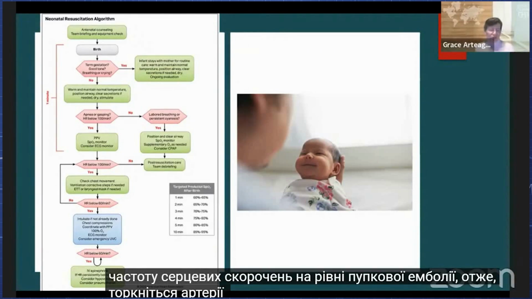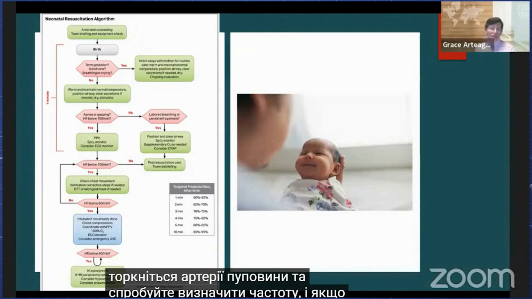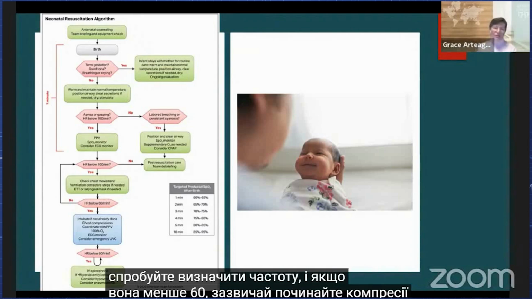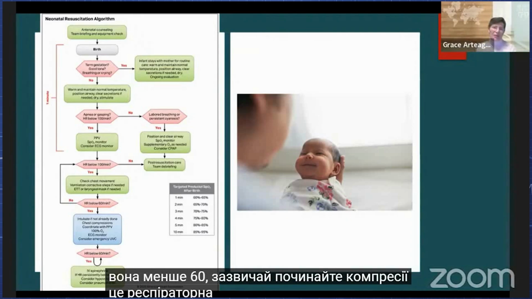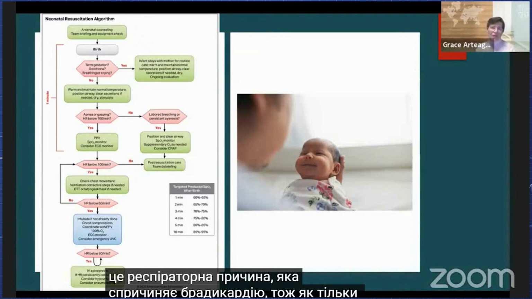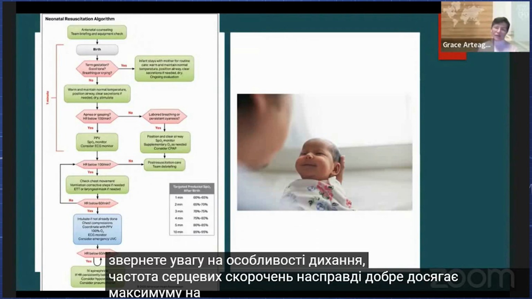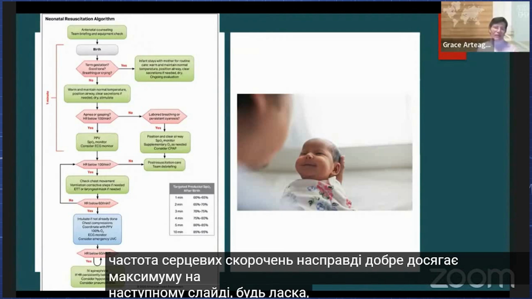So you touch the umbilical artery and try to define what the rate is. And if it's less than 60, start compressions. Usually it's a respiratory cause that's causing the bradycardia. So once you address the breathing patterns, the heart rate actually picks up nicely. Next slide, please.